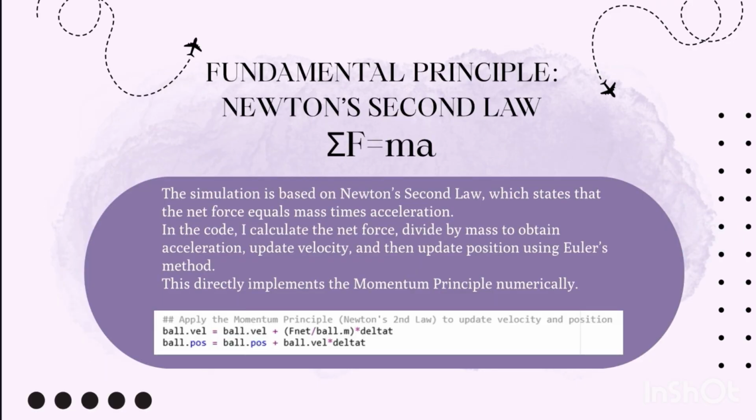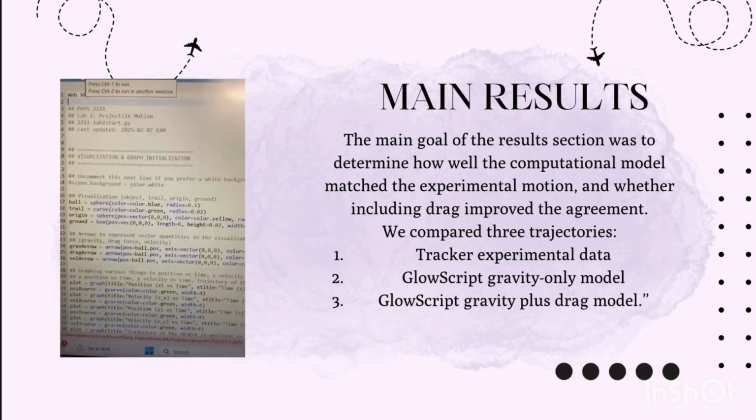The fundamental physics principle that was used was Newton's second law, which says that F equals ma. In this code, I calculated the net force and then divided by mass to obtain acceleration. Then I updated velocity and position using Euler's method, as you can see below. Then we have our main results.